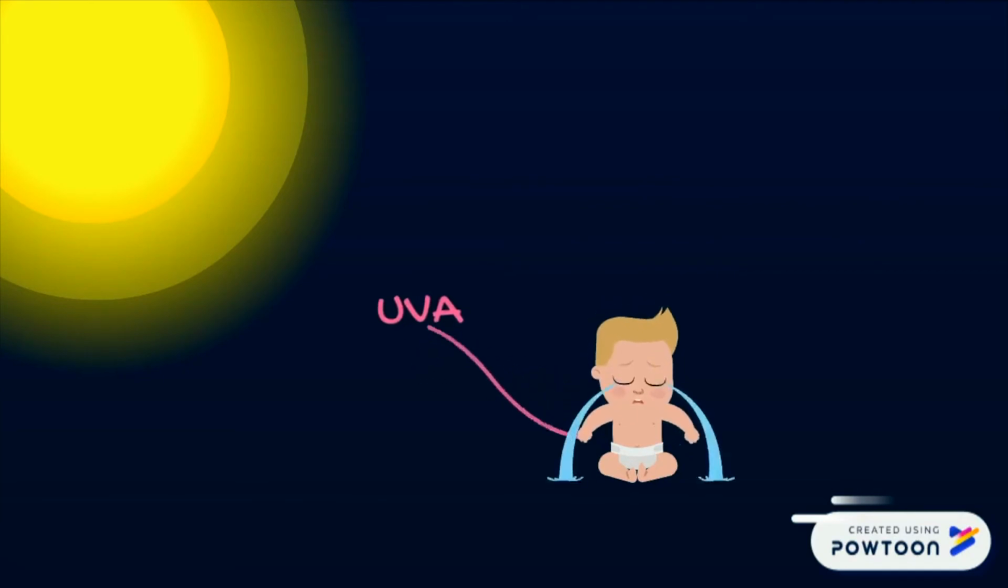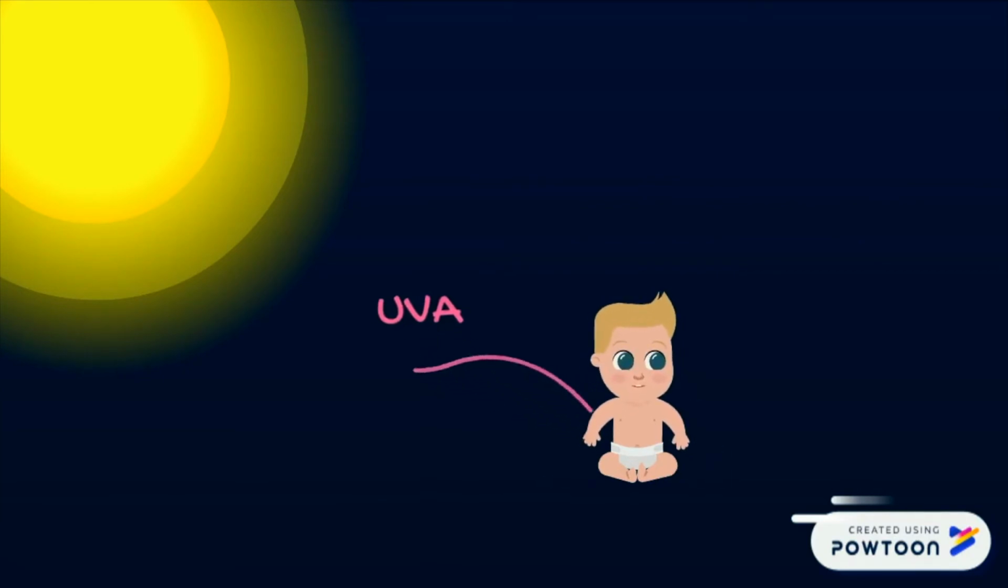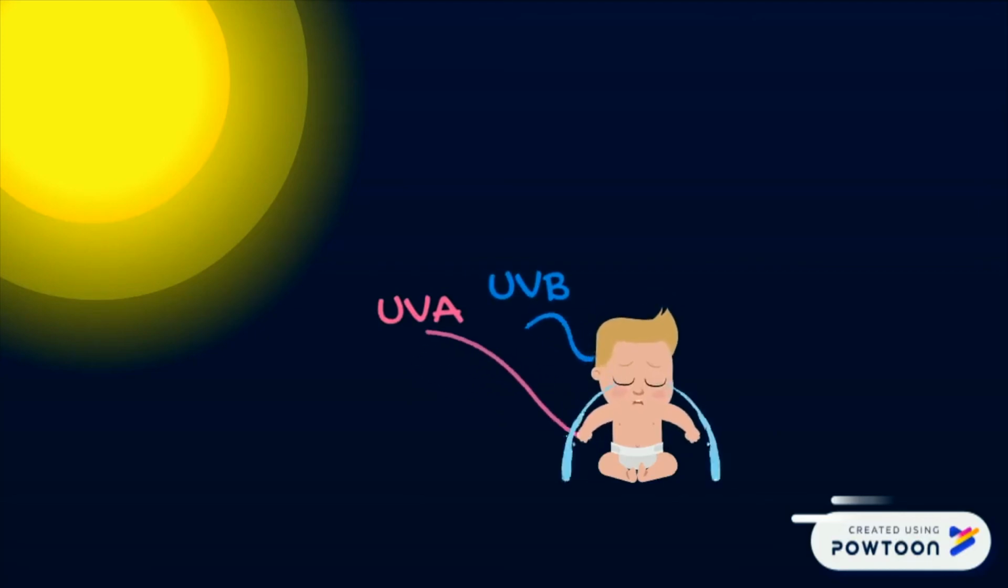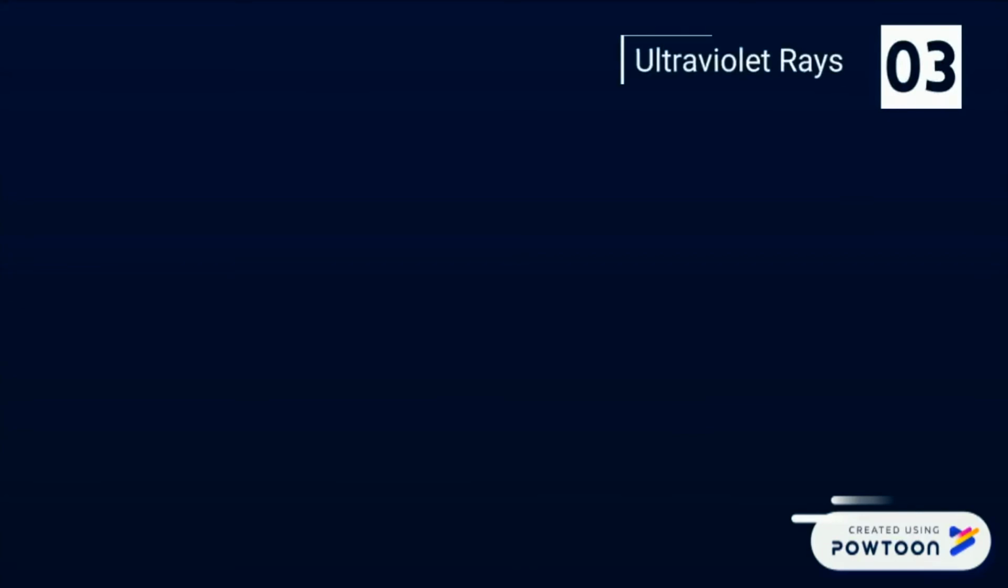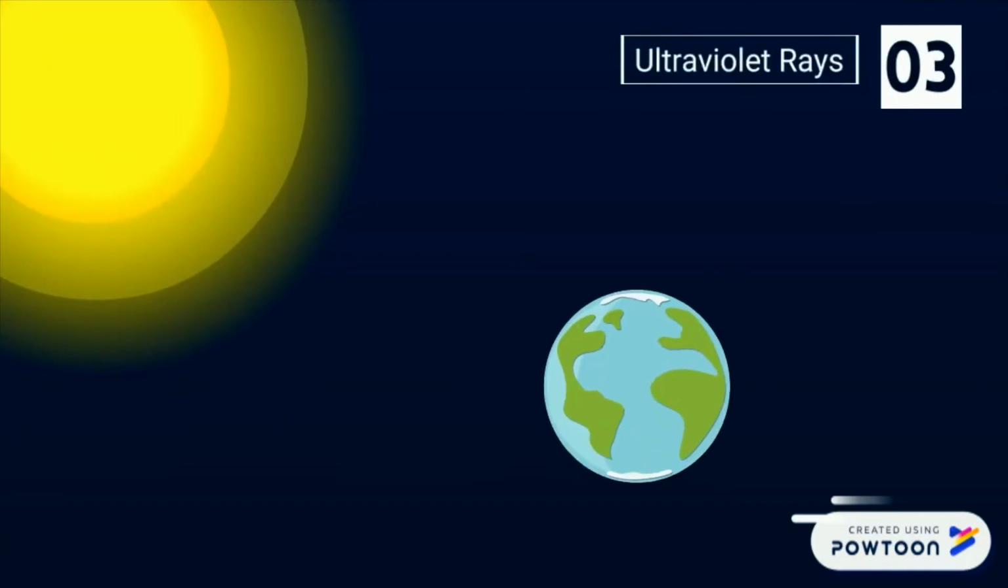UVA are the longest of the UV rays and are responsible for deep penetration into collagen elastin, causing wrinkling over time. UVB rays are shorter than UVA and penetrate the outer layer of skin. About 95% of the sun's UV rays that reach us on Earth are UVA. The other 5% are UVB rays. Even though relatively few UVB rays reach us, they are higher energy than UVA and so account for most skin cancers and sunburns caused by UV rays.